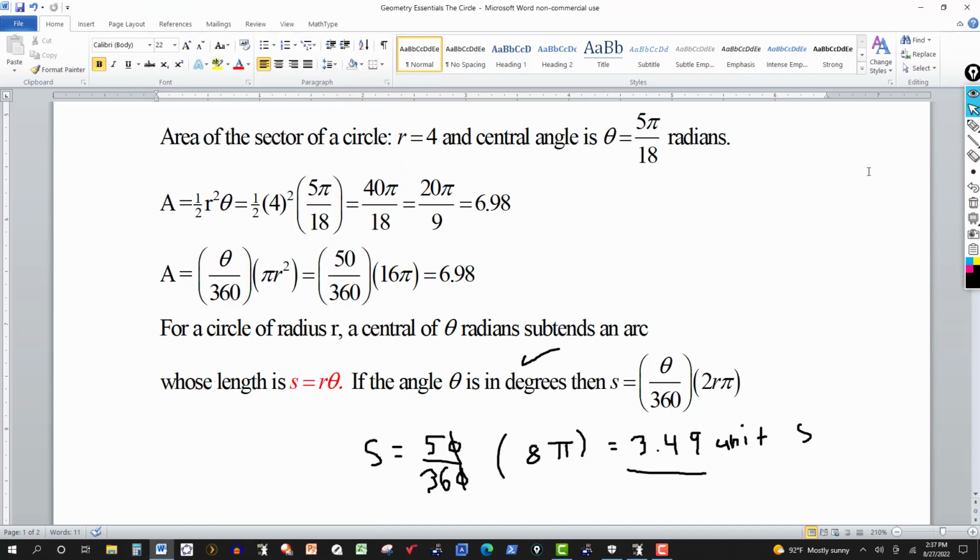Now if we use the other formula, S will equal r theta. R is 4, that's the radius. And the angle, 50 degrees in radians, would be 5 pi over 18. Multiply it out, 4 times 5 pi divided by 18, and you should get the same thing, 3.49 units again, because we're finding the circumference, or the arc length in this case, of the circle.